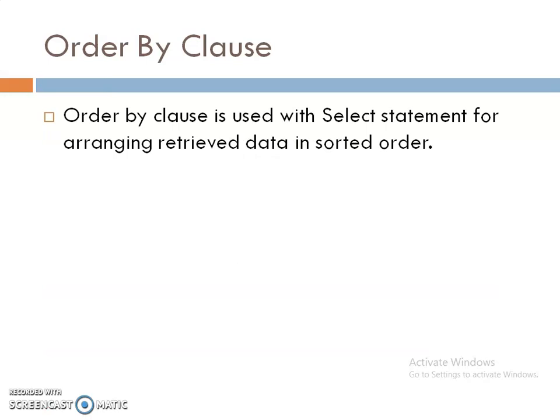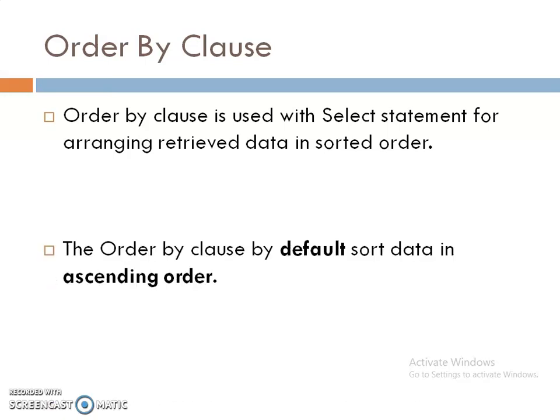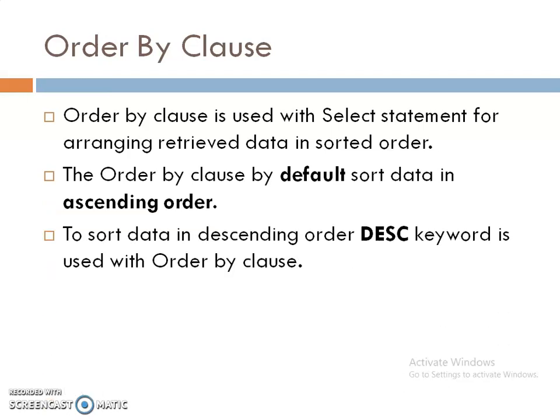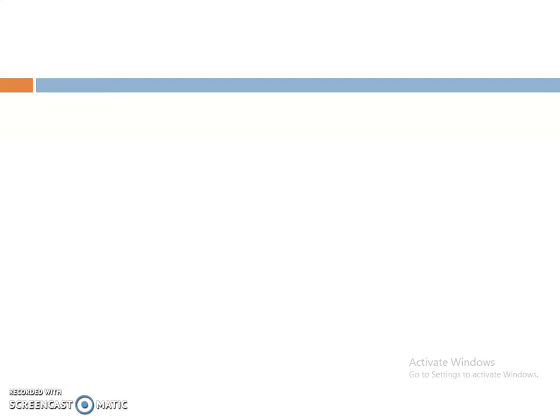Order by clause is used with the select statement for arranging retrieved data in a sorted form. So data can be viewed in a sorted order. Rows can be retrieved in ascending or descending order. In the order by clause, data is sorted in ascending order by default, and if we want to sort data in descending order, then we have to use the DESC keyword.